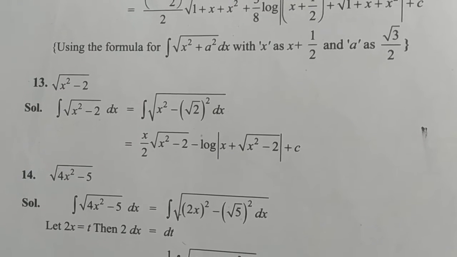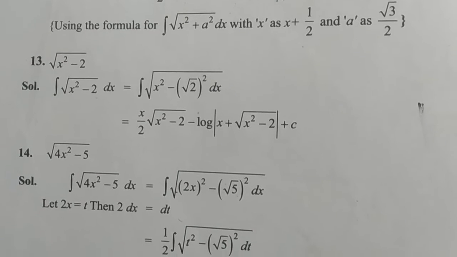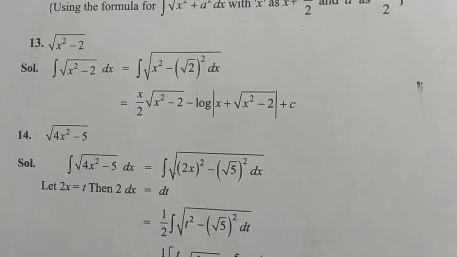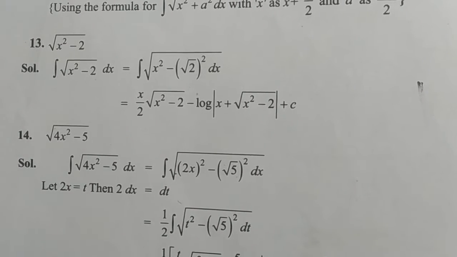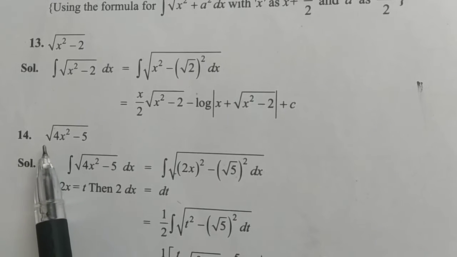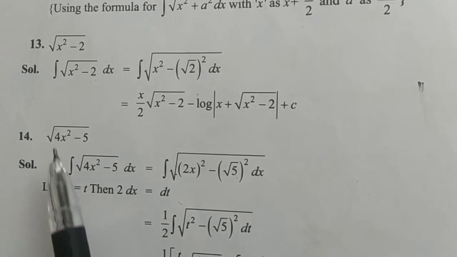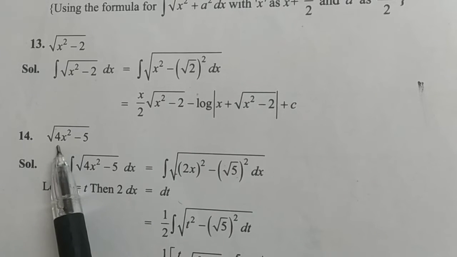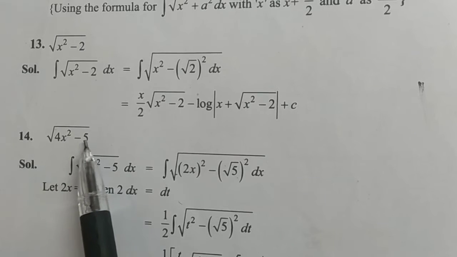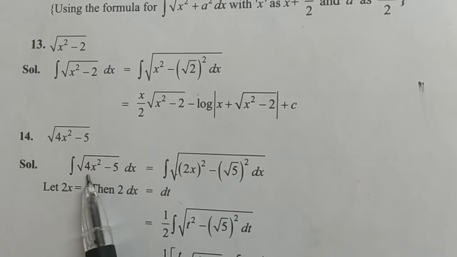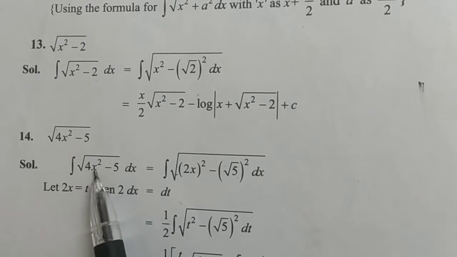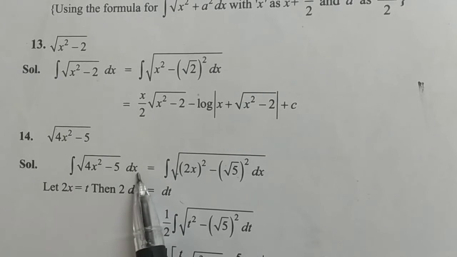Next one. Question number 14. Find out the integral value of the square root of 4x square minus 5. So find out the value for the integral of square root of 4x square minus 5 into dx.